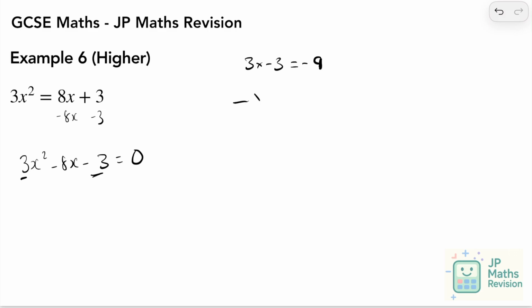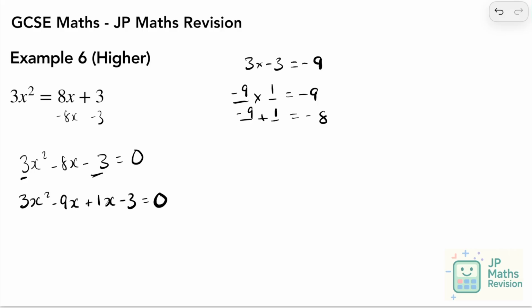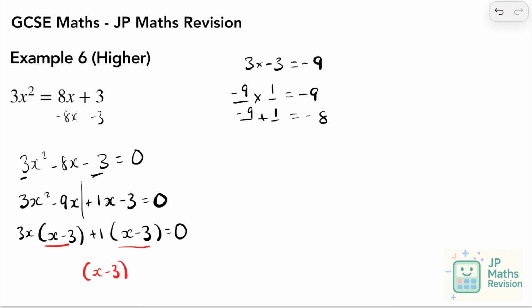And then we need to think of two numbers that multiply to minus 9 and add to make minus 8. So two numbers that multiply to minus 9 and add to minus 8, we have minus 9 and 1. So we can rewrite this as 3x squared minus 9x plus 1x minus 3. And then I'm going to split it down the middle, so I end up with 3x bracket x minus 3 plus 1 bracket x minus 3 equals 0. And then I'm just going to pull out the x minus 3 as one factor, and then the 3x plus 1 as another factor.